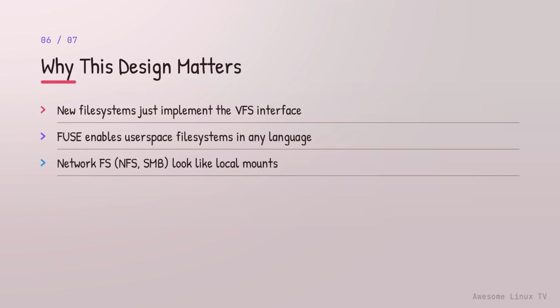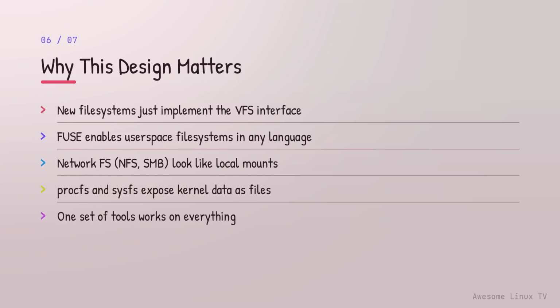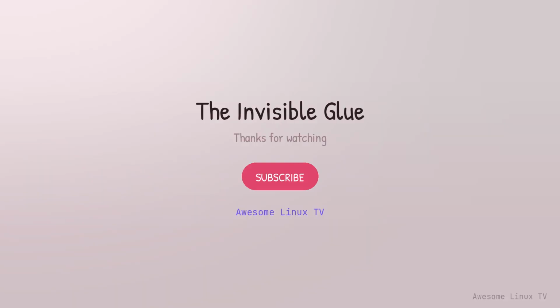Virtual file systems like procfs and sysfs expose kernel internals as regular files. That's how tools like top and lsof actually get their data. Network file systems like NFS and SMB just show up as normal directories. One set of commands, every file system you can think of. VFS is the reason Linux's file system story is so flexible and consistent.